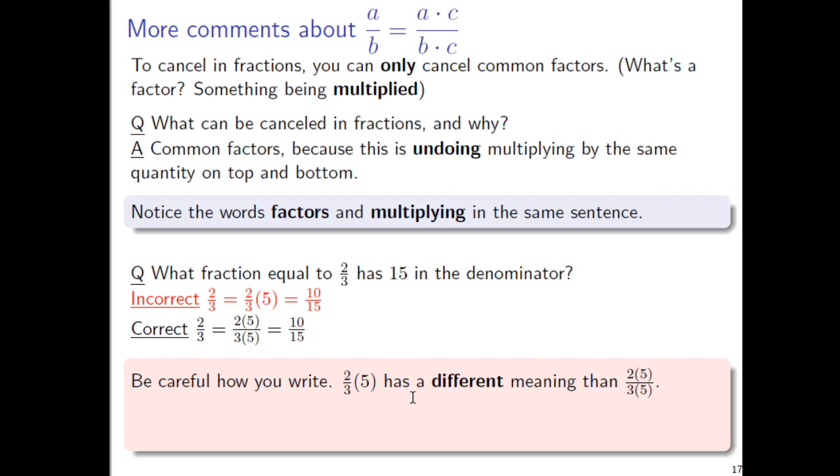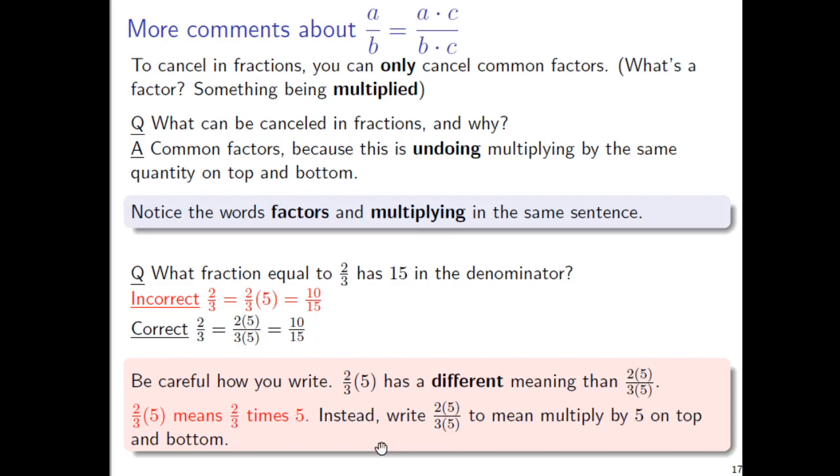The reason this is a problem, I would accept it if it didn't have its own meaning, but it actually already has a meaning in math. There's a standard meaning. It means something different than 2 times 5 over 3 times 5. What happens is 2/3 times a 5 really means exactly that. It means 2/3 times 5. And 2/3 times 5 just simplifies to something else. So instead, what you really have to do, I will insist on it all semester long, you will need to write 2 times 5 over 3 times 5. If you mean to multiply by 5 on top and bottom, you need to write a 5 on top and write a 5 on bottom.